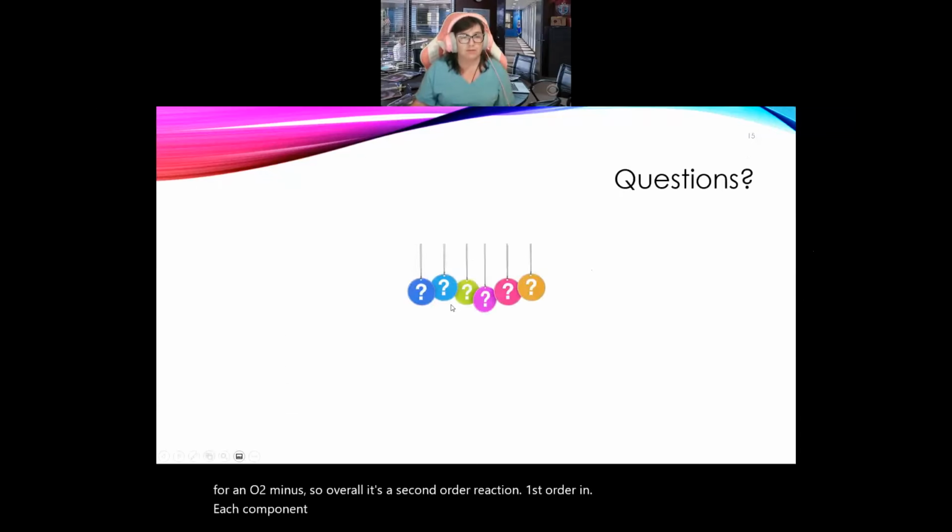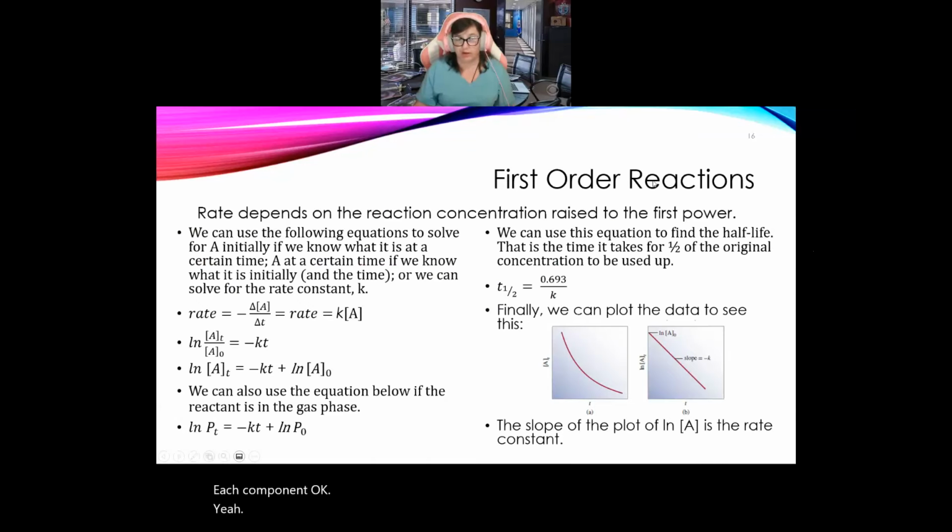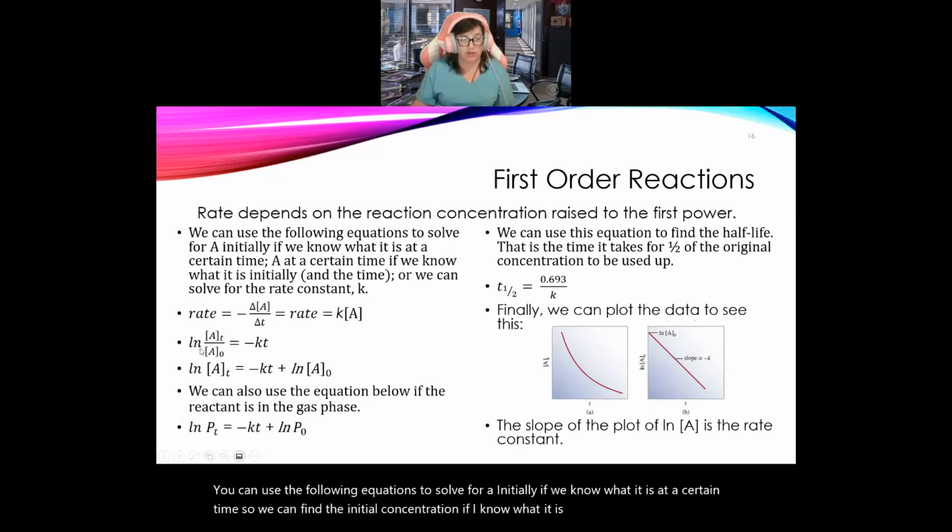Okay, now when we talk about first order reactions, the rate depends on the reaction concentration raised to the first power. We can use the following equations to solve for A initially if we know what it is at a certain time. So I can find the initial concentration if I know what it is at a certain time. So my initial concentration is this A0. If I know what it is at a given time, and I know what that time is, and I know what the rate constant is, then I can find my initial concentration. I can also find what it's going to be at a specific time if I know the initial concentration and that rate constant. Okay, these are all forms of that equation that we can look at.